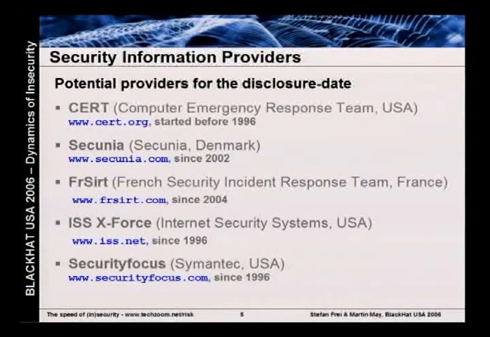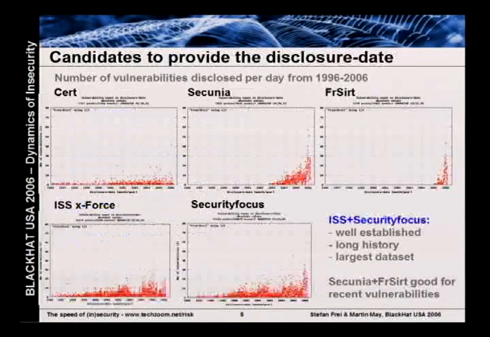So who can provide this disclosure date information? We looked at 5, which we call security information providers, like CERT, Secunia, or FR-CERT, which is the French one, the European part, or the well-known ISS or the well-known Security Focus, who have a long history in providing such information. So first we analyze the data that those 5 security information providers can give to us.